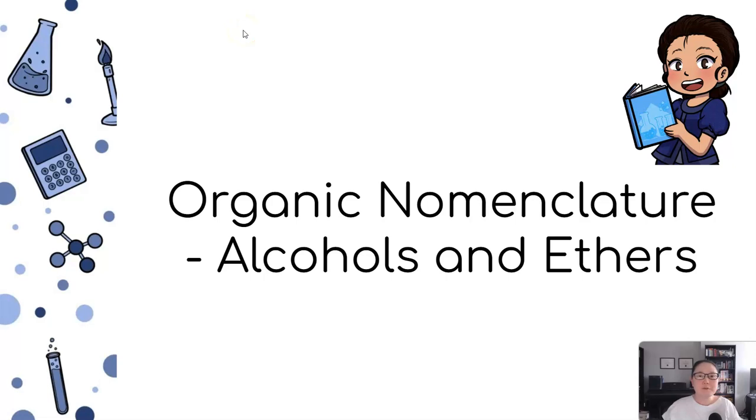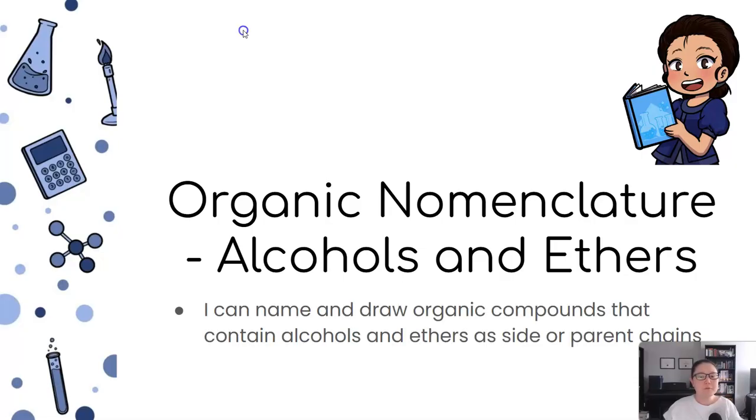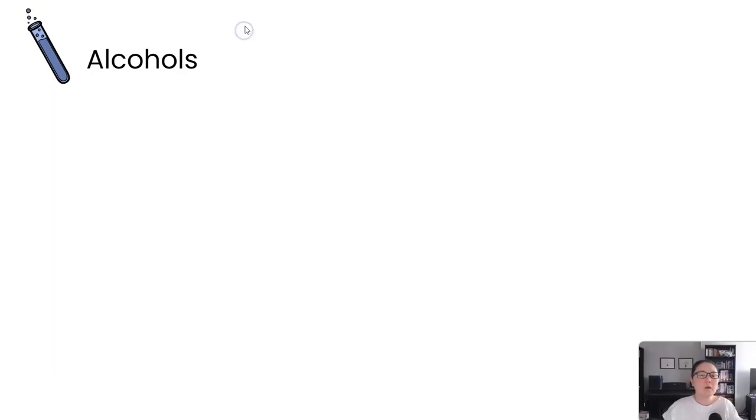Hello folks, and welcome to this lesson on the organic nomenclature of alcohols and ethers. By the end of this lesson, you should be able to name and draw organic compounds that contain alcohols and ethers as side or parent chains. Starting from this lesson, we're going to be talking about several different side chains or functional groups that have oxygen in them.